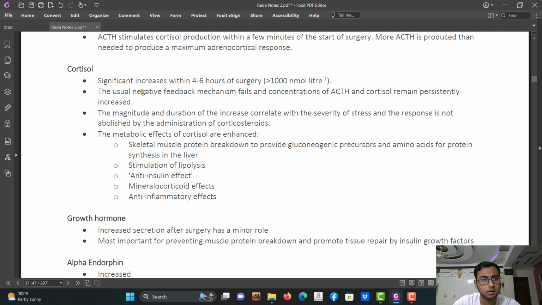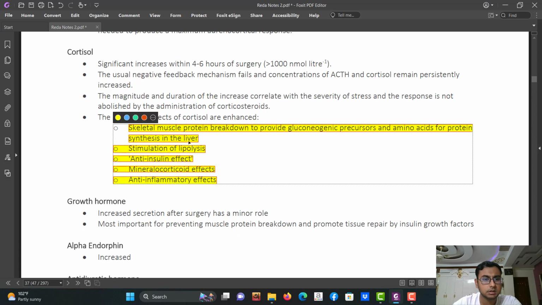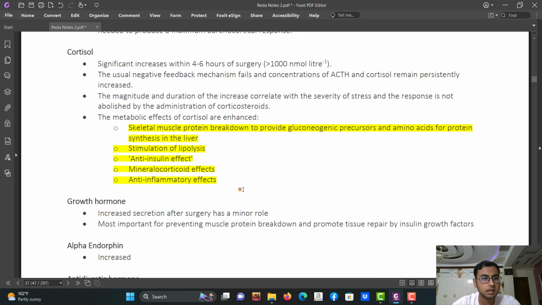And with negative feedback, these hormones are maintained by negative feedback. When the stress response is relieved or diminished, that hormonal response also diminishes. Okay, so cortisol has some other effects like skeletal muscle protein breakdown, stimulation of lipolysis, anti-insulin effect, mineralocorticoid effects, and also anti-inflammatory effects. That's why it is used in reducing inflammation, like in acute stressful infectious conditions, where we can use steroids like cortisone or dexamethasone.